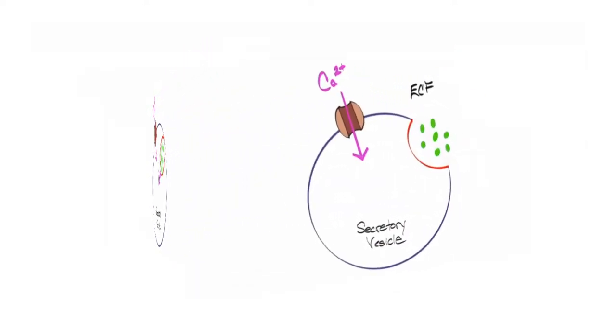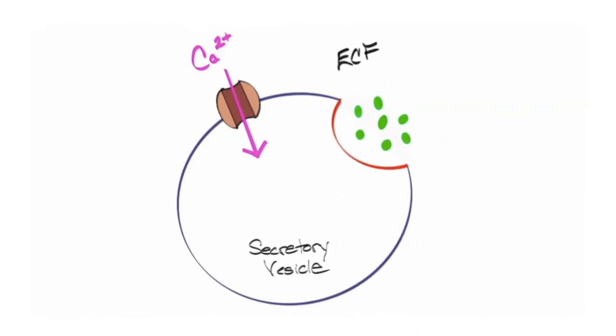Once it comes in contact with the plasma membrane, it releases its contents. And this actually is exocytosis, the release of the contents from the cell into the extracellular fluid. So the steps were opening up a voltage-gated calcium channel, influx of calcium. Calcium pushes the secretory vesicle to the plasma membrane, where the membrane of the secretory vesicle fuses with the phospholipid bilayer of the overall cell. And in doing so, we get the release of the signaling molecule into the extracellular fluid.